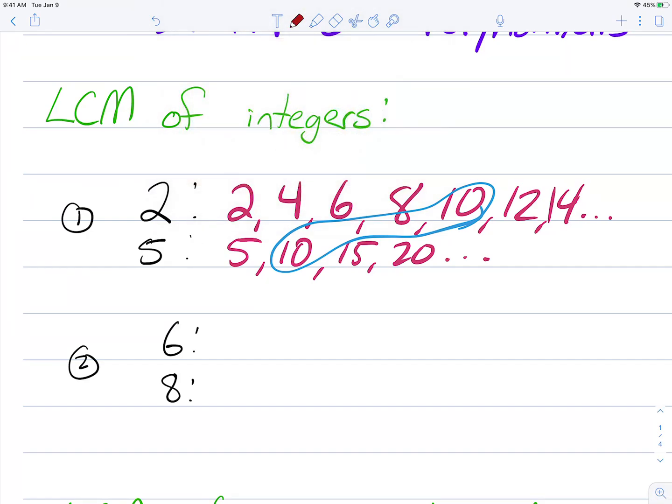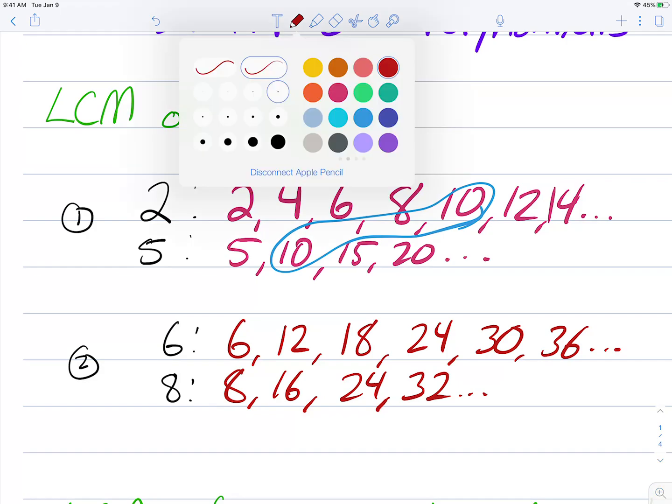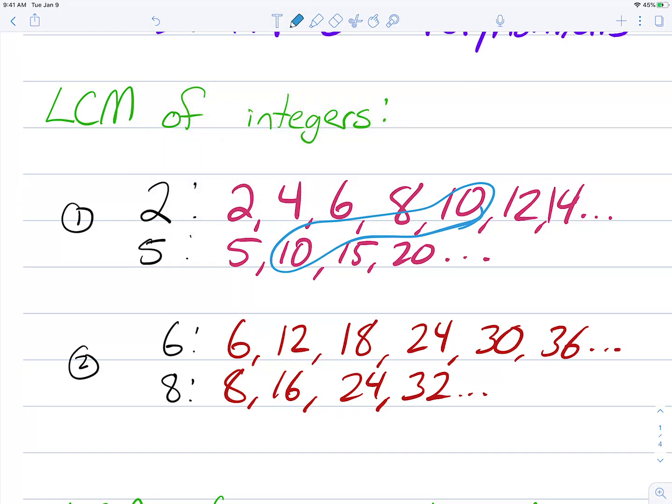If we dealt with the LCM of 6 and 8, the multiples of 6 are 6, 12, 18, 24, 30, 36, and so on. For the multiples of 8: 8, 16, 24, 32, and so on. And I'm going to stop there because their first multiple they have in common is 24. So we're trying to find the first multiple that they have in common. So that's just plain numbers, integers.